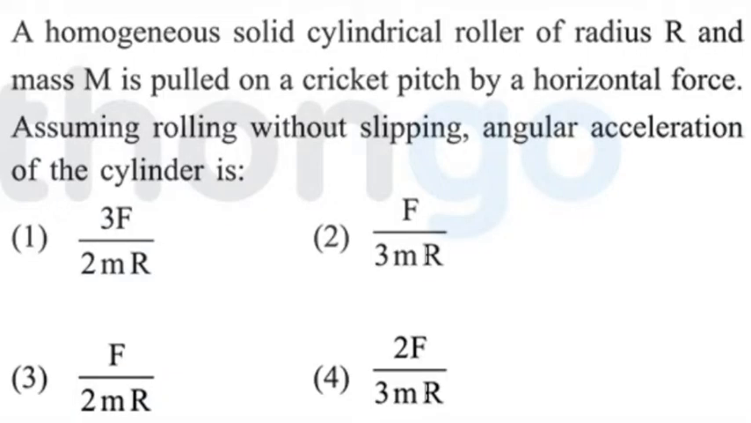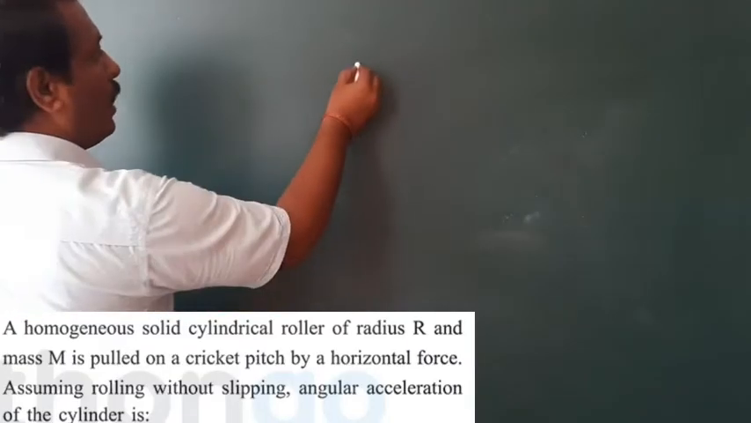A homogeneous solid cylindrical roller of radius r and mass m is pulled on a cricket pitch by a horizontal force. Assuming rolling without slipping, angular acceleration of the cylinder is. The options are 1. 3f by 2 mr, 2. f by 3 mr, 3. f by 2 mr, 4. 2f by 3 mr.